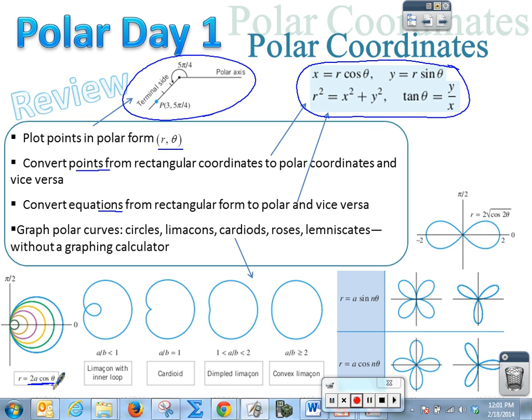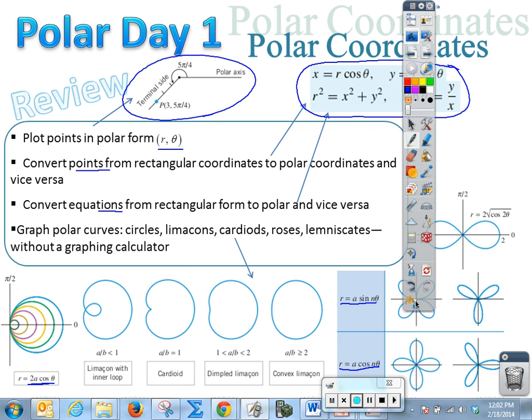With these ones with the petals, kind of knowing what they look like depending on how they're formatted is just helpful to you. It's not something you have to memorize. It's just helpful to you when you graph. And that's pretty much an overview of the material that we learned last year. Okay, so we're going to do several examples of this type of material on the next slide, and then we'll talk about the derivative of polar. That would be the new thing for today, is finding the derivative.